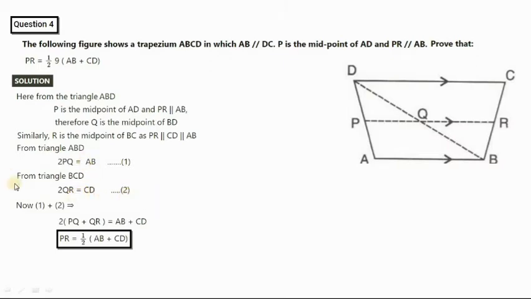So let me add 1 and 2. After adding 1 and 2, what I see is 2PQ plus 2QR, where 2 is common. So if I take 2 common, then we have PQ plus QR out here, and in the right hand side we have AB plus CD, right? Now let us see what is PQ plus QR. So PQ plus QR gives me the whole line PR. All right, so instead of PQ plus QR I am writing PR, and this 2 goes to the denominator, becomes half. All right, so that's what we need to prove in this particular question. So you may pause the video to note down.